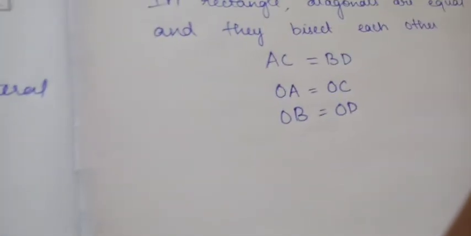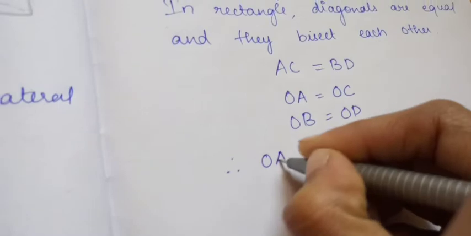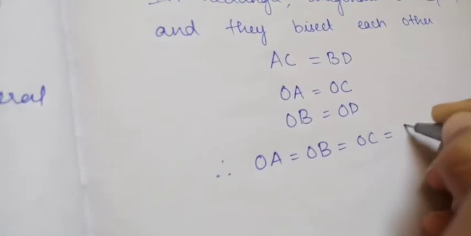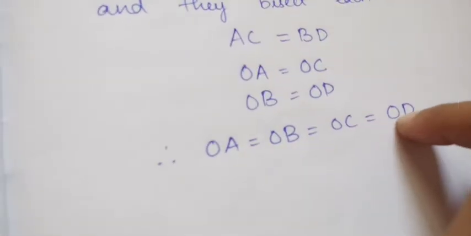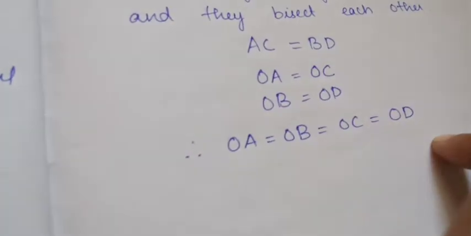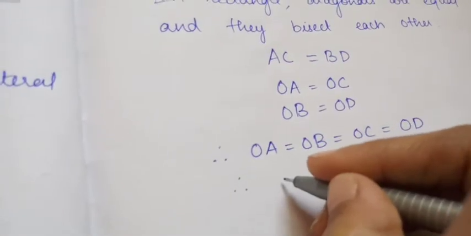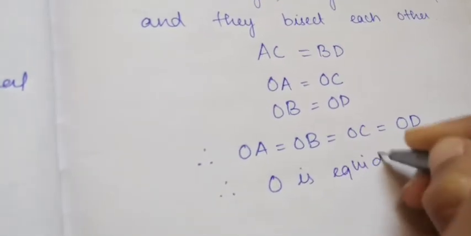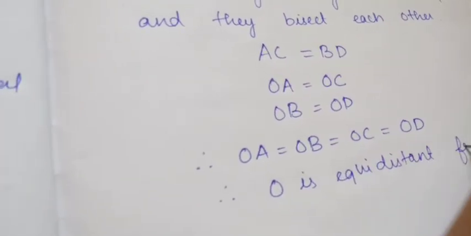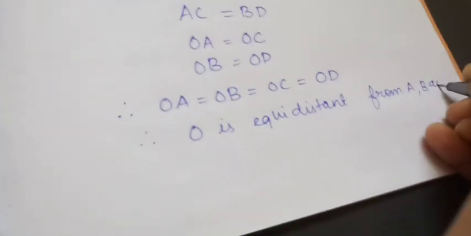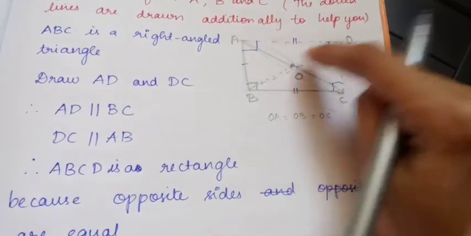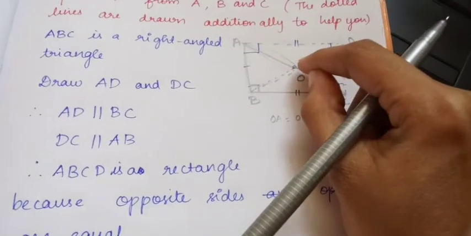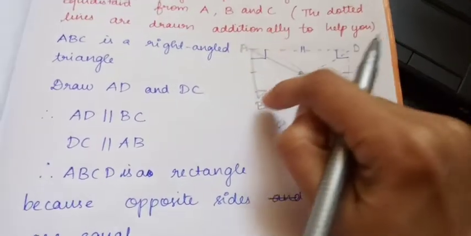In one example problem we have dealt with this, no? Therefore OA is equal to OB is equal to OC is equal to OD. Since the diagonals are equal, half of the diagonal is also equal. So OA, OB, OC, OD, everything are of equal length. Therefore, we can say O is equidistant from A, B and C. Since OA, OB, OC and OD are all equal, O is equidistant from A, B and C. So thus we have proved that statement.